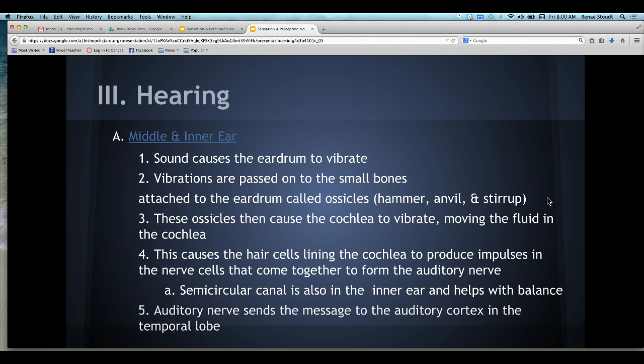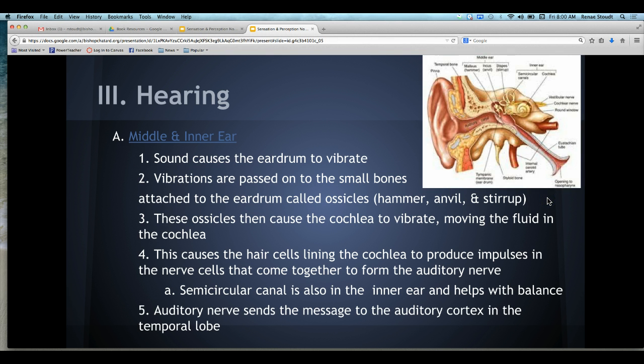So I think I have it. There we go, there's my picture. The auditory nerve sends the messages to the auditory cortex in the temporal lobe. This is the picture I was looking for. So we have our pinna, our auditory canal, our eardrum, and our ossicles: the hammer, the anvil, and the stirrup. Here is our cochlea, and here are our semicircular canals.